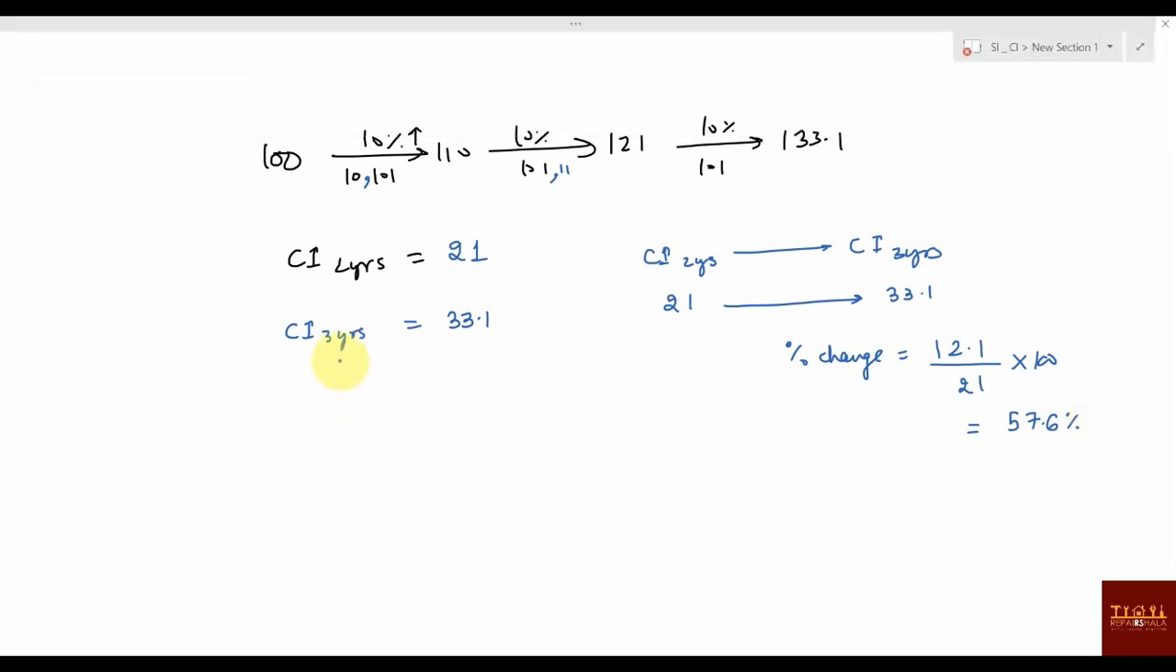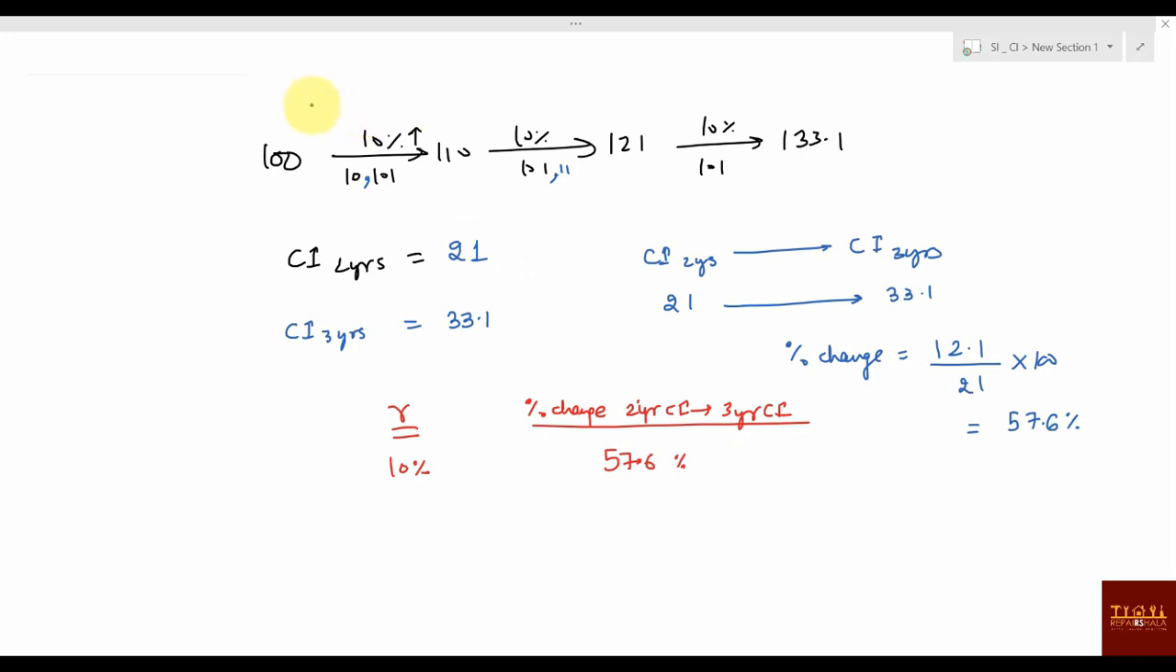Now remember, very important thing. If your rate of interest is 10%, then the percentage change between 2 year CI to 3 year CI, again I am saying 2 years CI to 3 year CI, not second and third. Second and third, the same rate of interest will be there. 2 year CI to 3 year CI is 57.6 percentage, right?